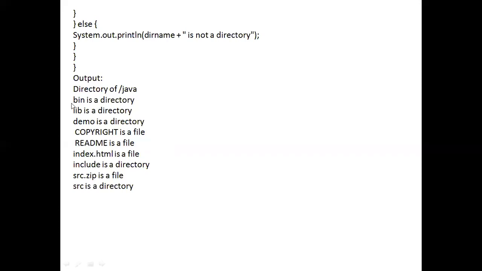Directory of Java: bin is a directory, dit is a directory, demo is a directory. These all are the list of subdirectories inside the main directory Java. Copyright is a file, readme is a file, index.html is a file. So these are the list of files. Include is a directory. Source.zip is a file. SRC is a directory. These all are about directories and files.